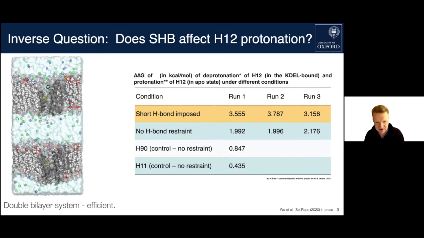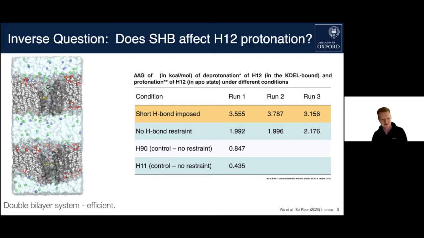So that was kind of interesting from the perspective of whether the histidine influenced the short hydrogen bond, but we can actually ask the question the other way around and say, does the short hydrogen bond influence the H12 protonation state? And to do that, we do molecular mechanics, but free energy calculation.